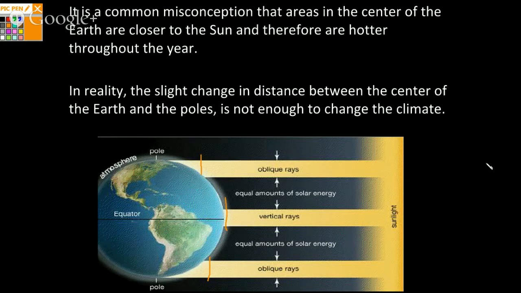But that would be an incorrect conception, because in reality, the slight change in distance between the center of the Earth and the poles is not enough to change the climate. While it may seem like a large distance in this picture, when we're talking about the entire space between the Earth and the sun, it's actually a very small amount. It wouldn't give us the drastic changes that we see throughout the year.